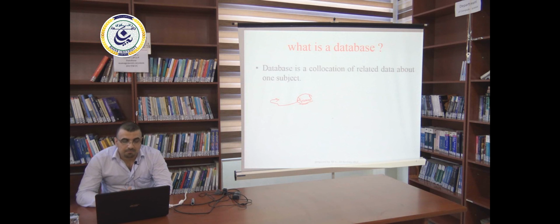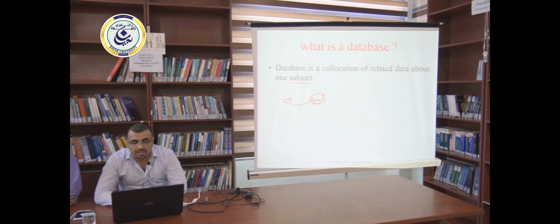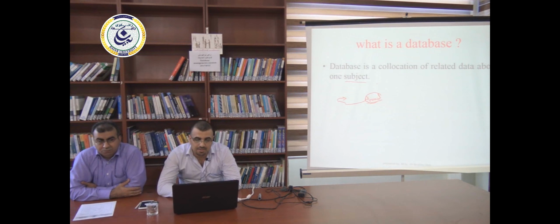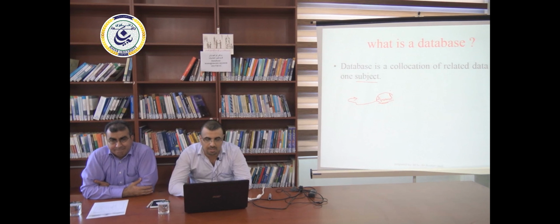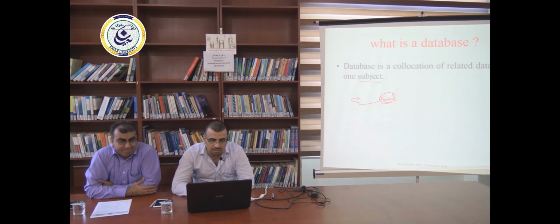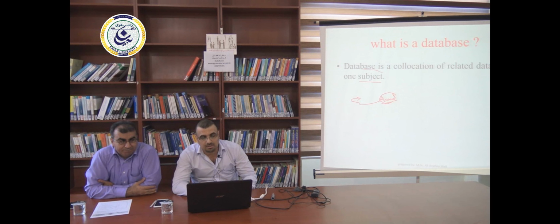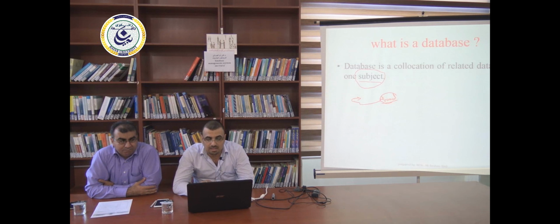What does database mean? Database is a collection of related data about just one subject. For example, if we try to create a database about our university, we cannot create another database for another university and make a link between them, because it will be very difficult and complicated. So again, database is a collection of related data about just one subject, our university or Salahuddin University.